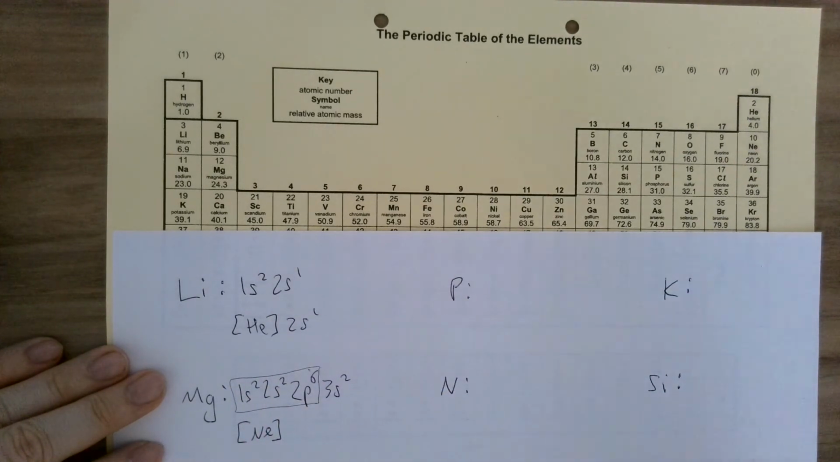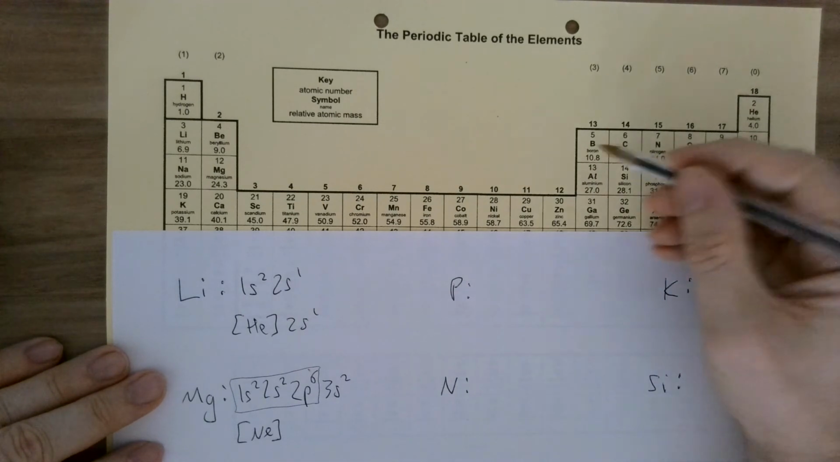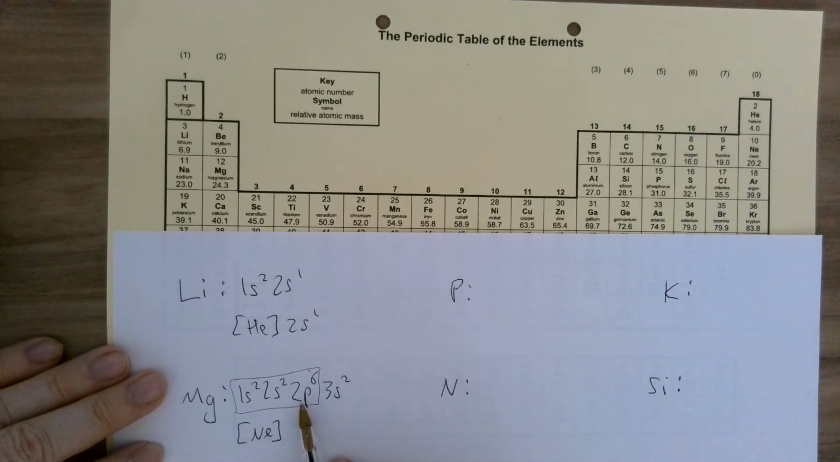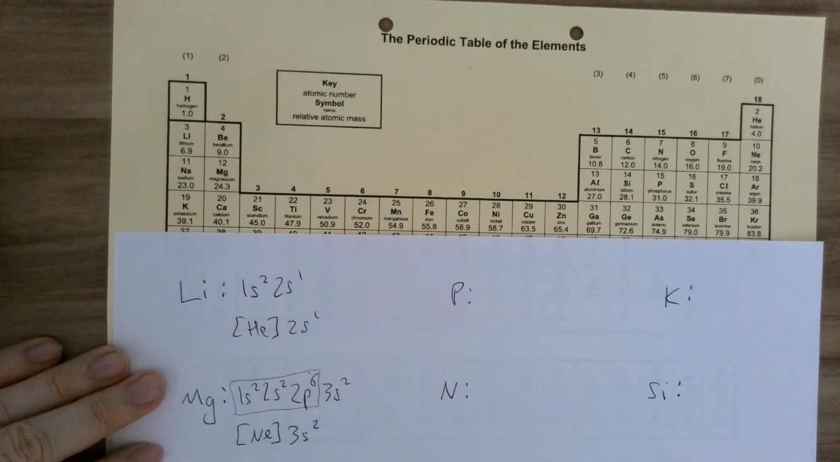Neon is in the second period, it's in the p block, it's the 6th element along in the p block, so neon takes us up to here. So all magnesium is neon with an extra 3s2. You can see how much shorter it is to write that out.